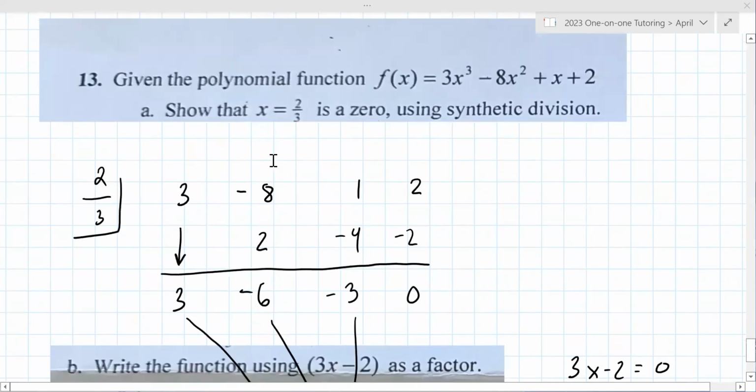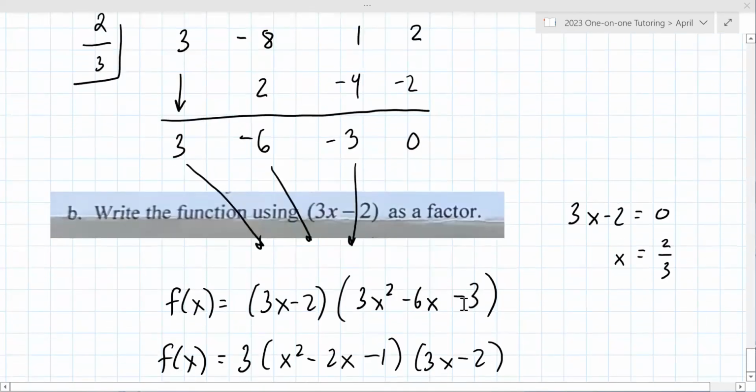Let me just look at this one more time. Yep, 3x squared minus 6x minus 3.